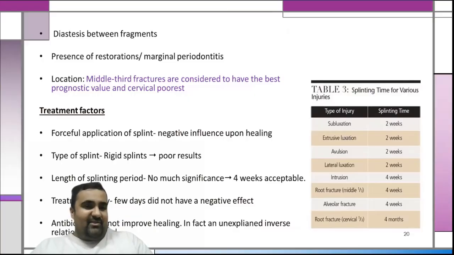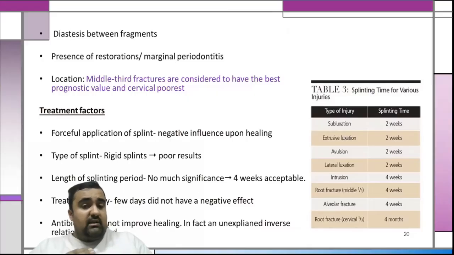What are the treatment factors? Forceful application of any splint will have a negative influence upon healing. The type of splint also matters, whether you are using a semi-rigid, rigid, or soft splint, as rigid splints often lead to poor results. Length of the splinting period is not of much significance. Usually 4 weeks is normal.